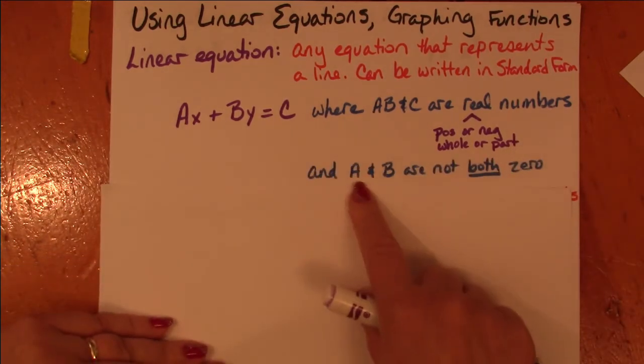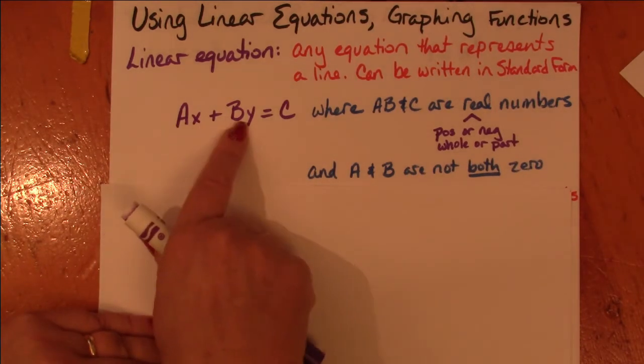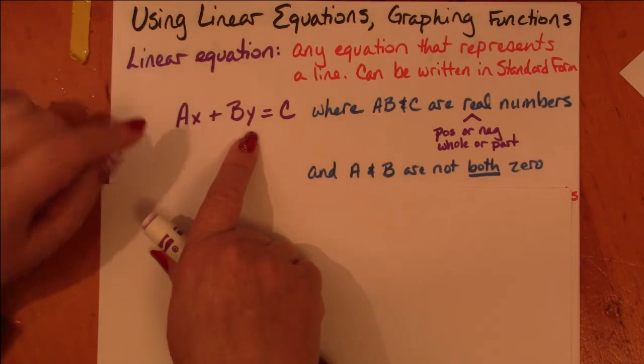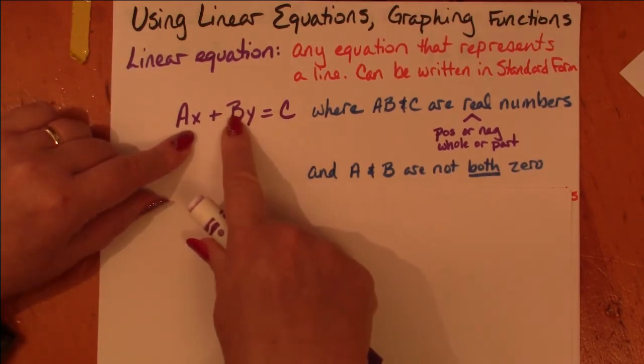It could also be 0, but not for a and b both. These both can't be 0. 0 equals c is not a linear function, but one of the two of these can be. C can be, but not both of these.